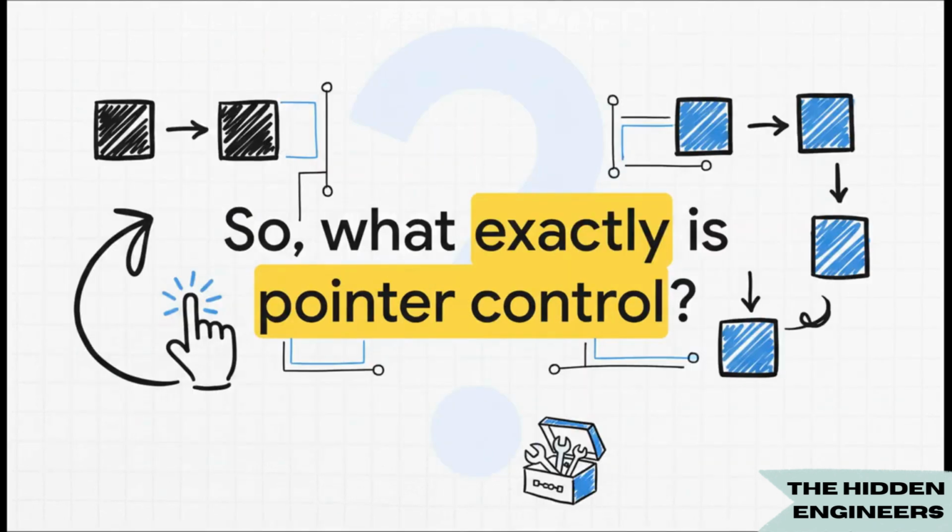So that begs the question, right? What do we even mean by pointer control? Well, it's just the art of rewiring these links. It's about changing which node points to which, without accidentally breaking the whole chain or losing a piece of your list somewhere in memory. And to do that, we need to know what tools we're working with.